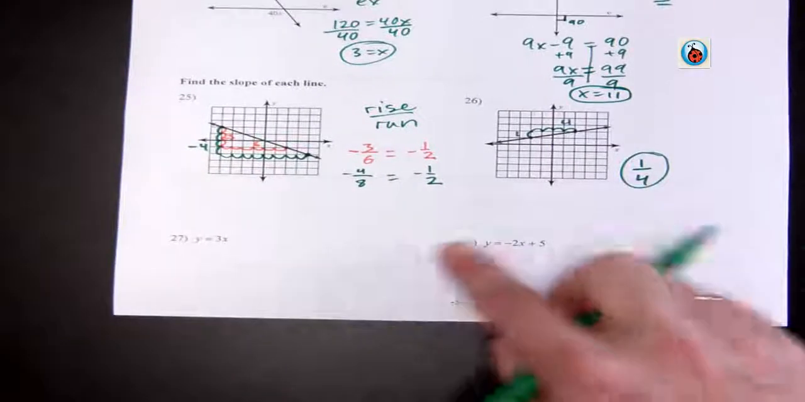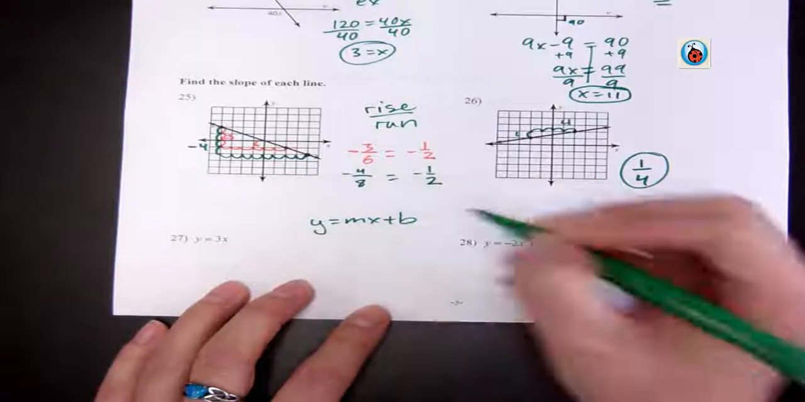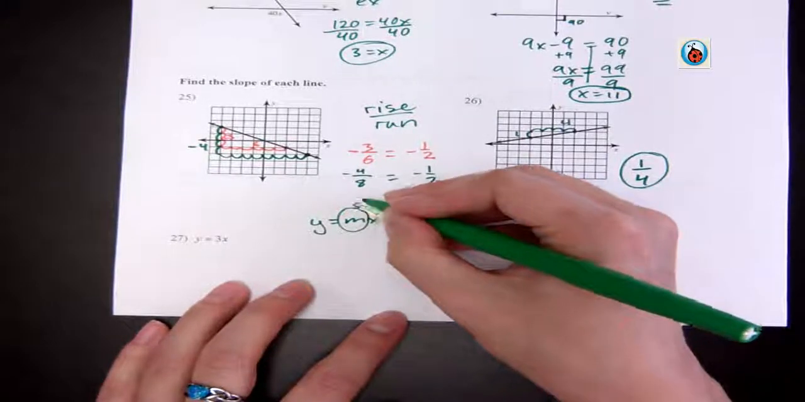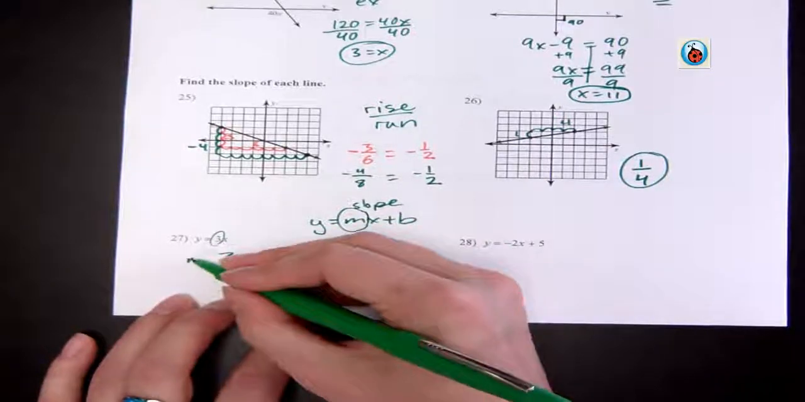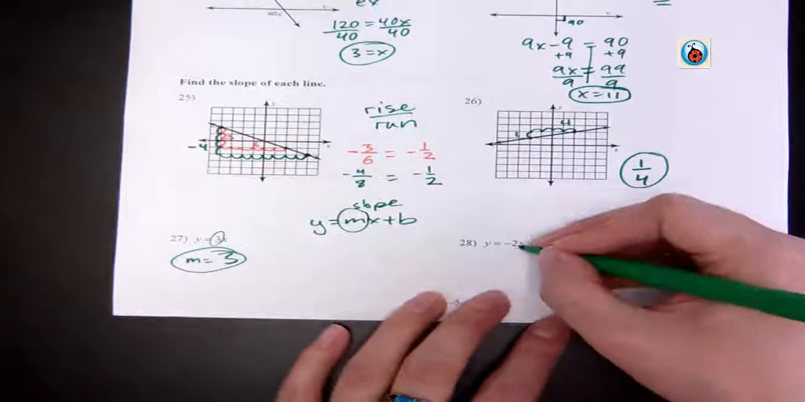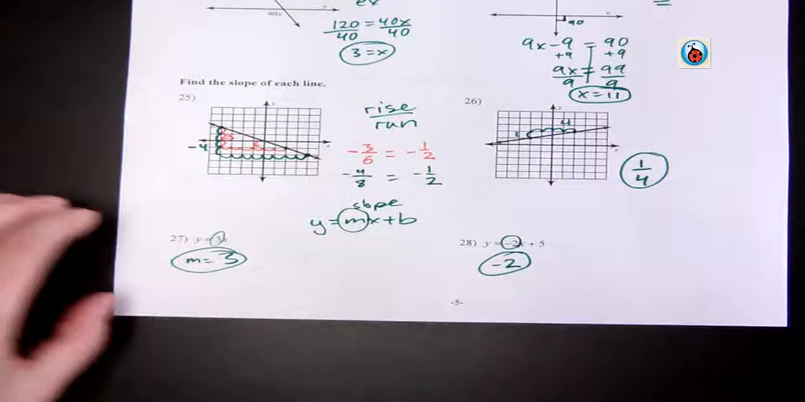Alright. When we're in these, remember our basic format is y equals mx plus b. M is the slope. And so my answer here is just 3. My answer here is just the -2. That's my slope.